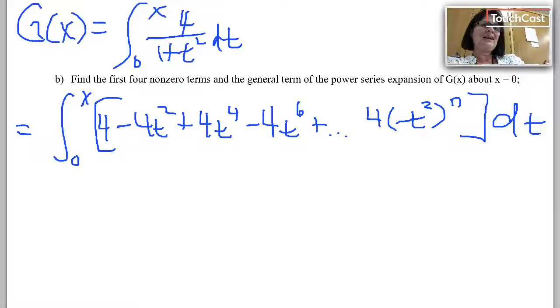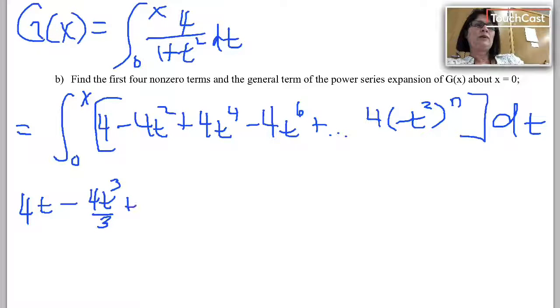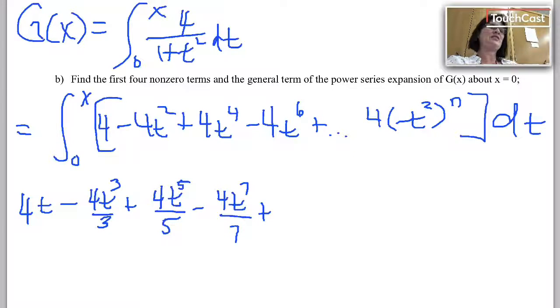So I need an antiderivative. The antiderivative of 4 is 4t, minus 4t cubed over 3, plus 4t to the 5th over 5, oops, minus 4t to the 7th over 7. So that's the first 4 non-zero terms, and the general term. So I'm going to go dot, dot, dot. I'm going to have to figure out what it would look like if I took the antiderivative of that.